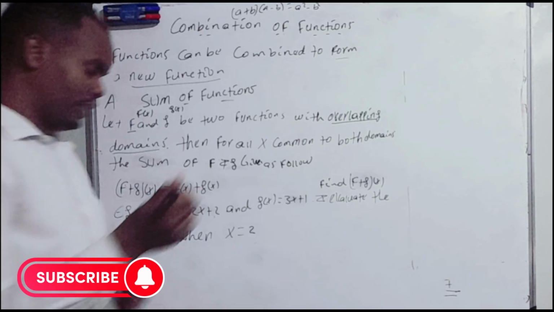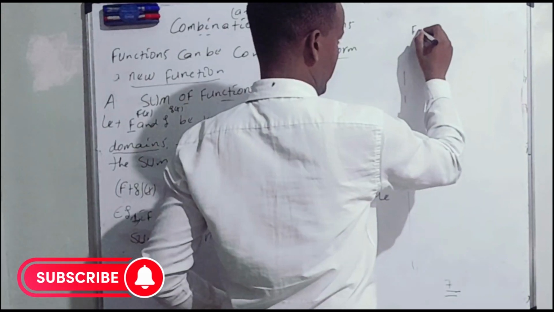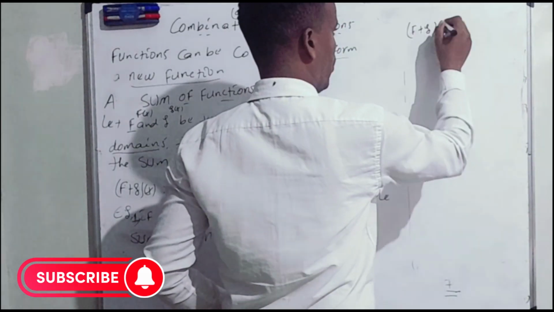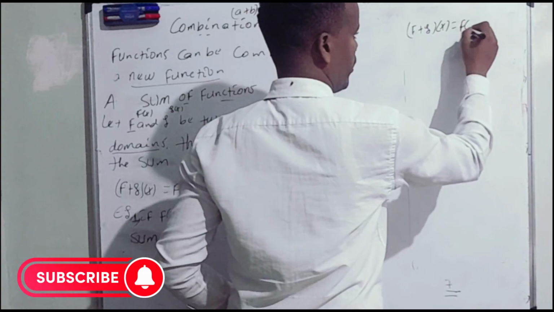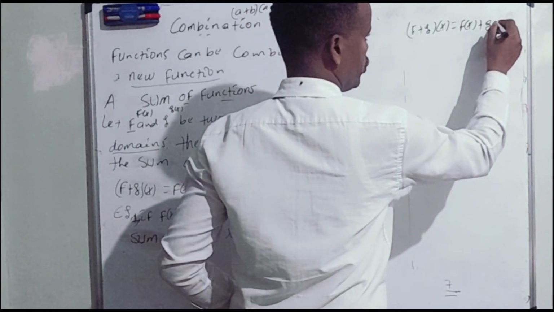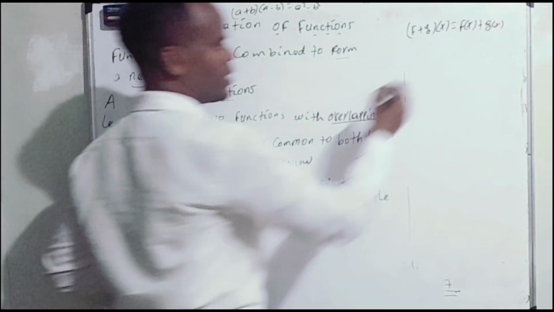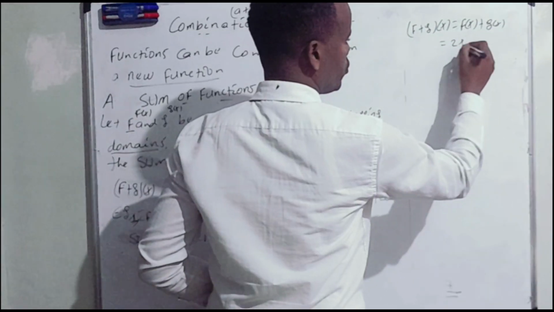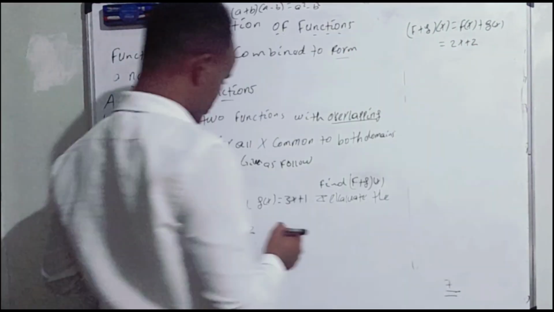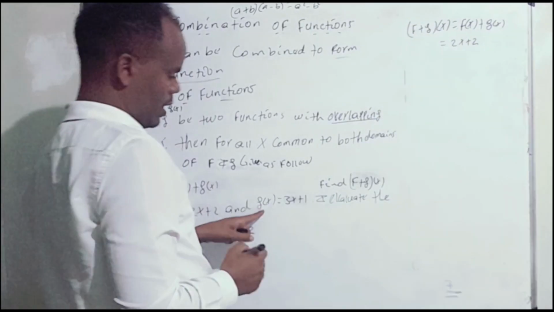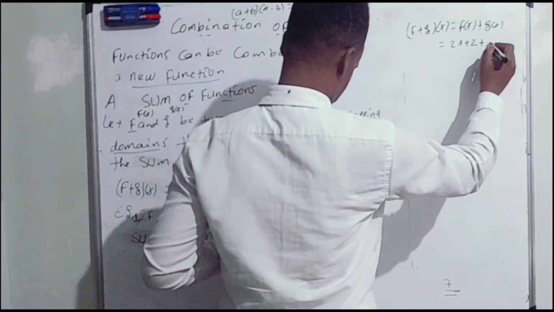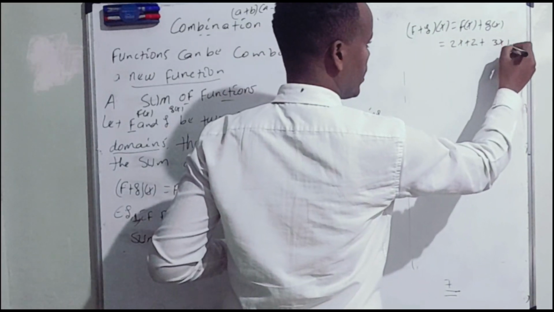This means f plus g of x is equal to f of x plus g of x. f of x is 2x plus 2, plus g of x, which is 3x plus 1.